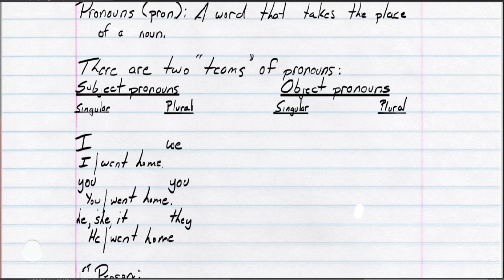Therefore, every word on the left-hand side is the subject of the sentence. If you notice, all of these pronouns, I, you, he, she, and it, are subject pronouns. That means that they can be the subjects of sentences. We could also use the plurals. We went home, you went home, and they went home. Those would also work for subjects because they are also subject pronouns. So let me give you the object pronouns now.